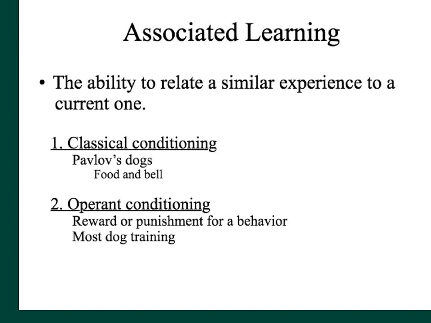So this is where we see the dog salivating with the bell even though there's no food there. Operant conditioning, there's two different types of operant conditioning. Again, this is the dog or the animal does some kind of behavior. They're either negatively punished for that behavior, the bad behavior, so they won't repeat that bad behavior. And most of us know that with potty training, when we potty train our puppies.